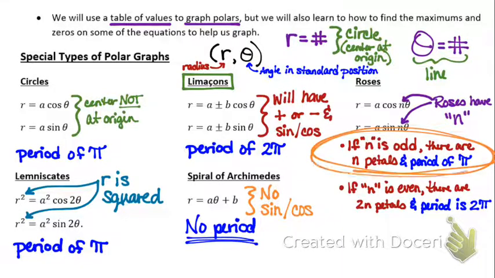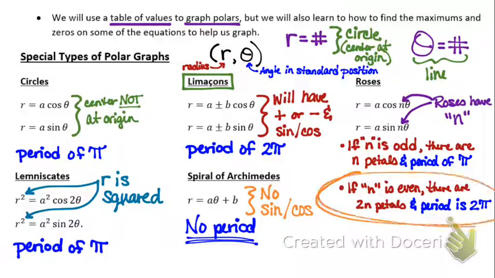Right here. If n is odd, there are n petals and it has a period of pi. Please make that correction. If n is even, there are 2n petals and the period is 2 pi. Like I said, on the notes yesterday, I accidentally got those reversed. Please make that correction on your page, because when we are doing the table of values, we only need to take it out as far as the period is. So it's really important that we know what our period is here. All right.